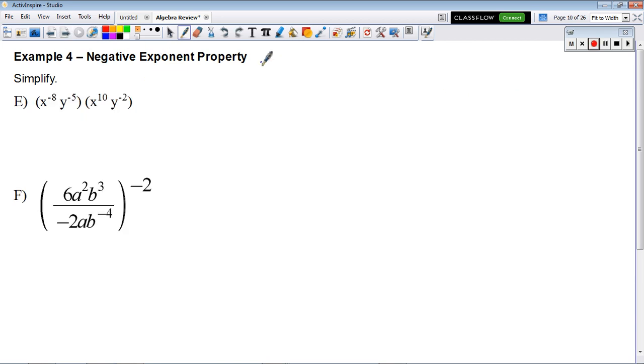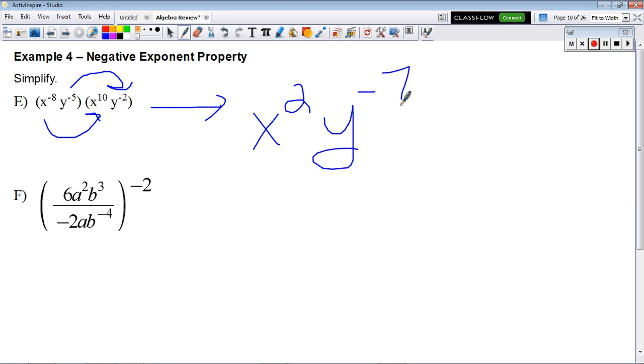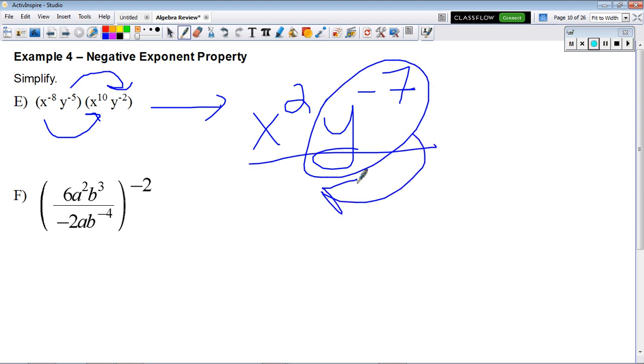For part E, notice here I have just some straight multiplication that I'm doing. So remember, when you're multiplying, the shortcut is simply to add the exponents. So when I have x to the negative 8 times x to the 10th, negative 8 plus 10 is positive 2. So you end up with that there. And then y to the negative 5 times y to the negative 2 would be y to the negative 7. So since that's a negative power, what I want to do is take that and flip it to the bottom of the fraction, and the answer to this ends up being x squared over y to the 7th.